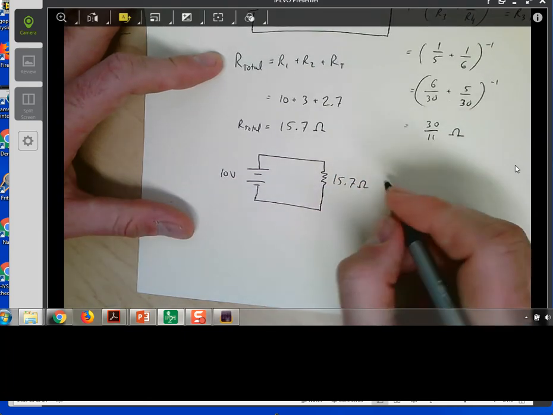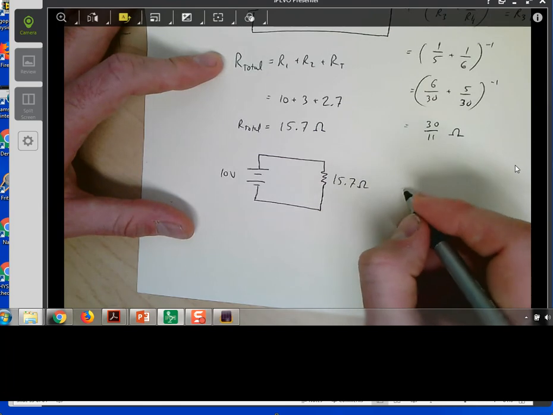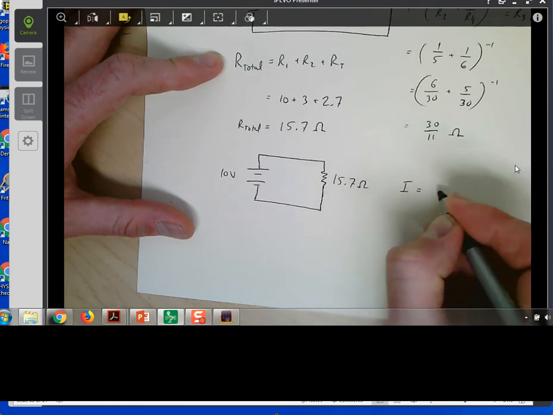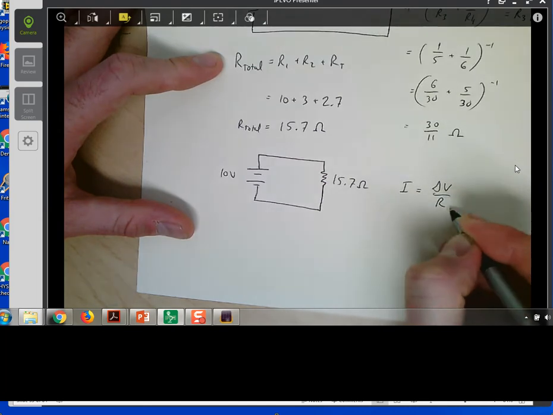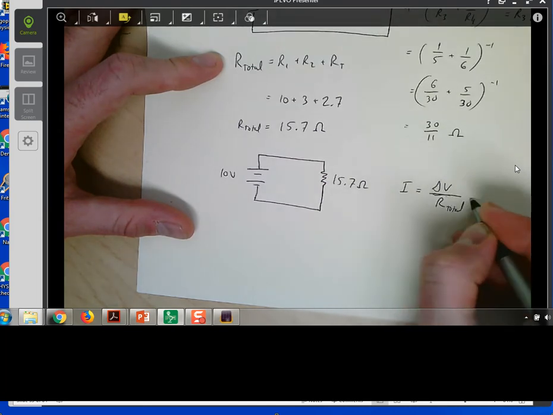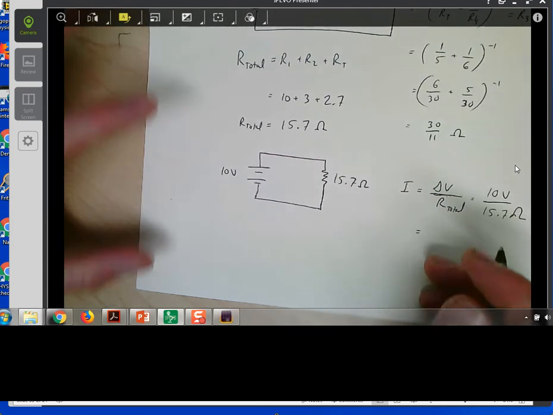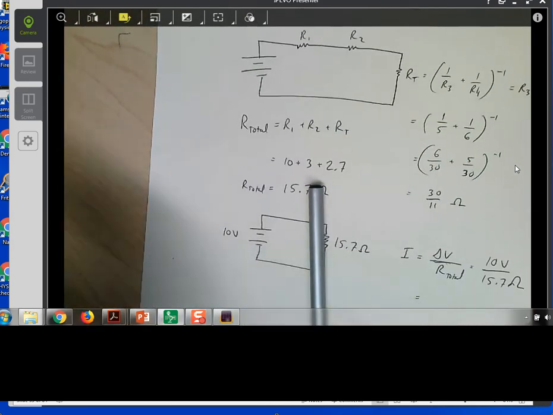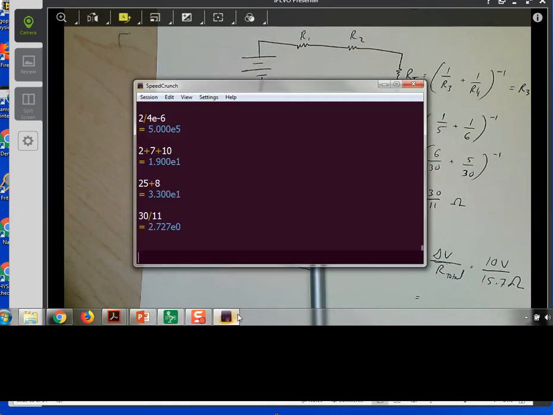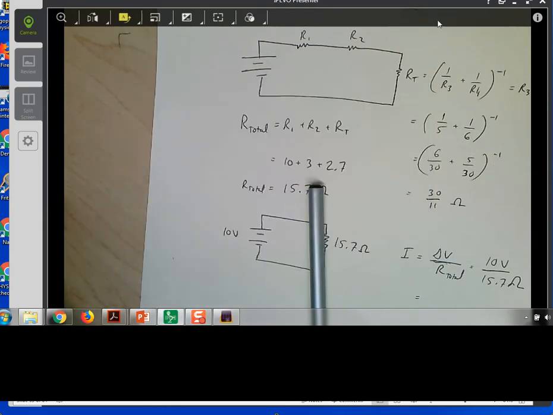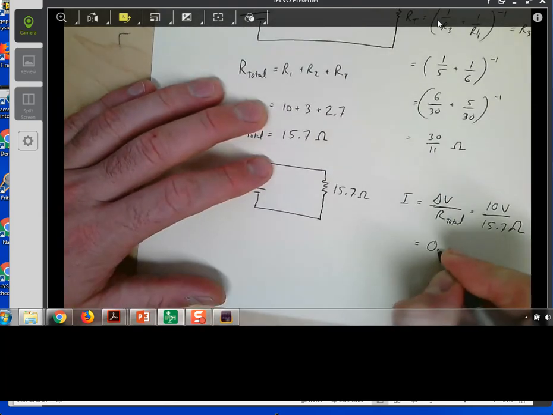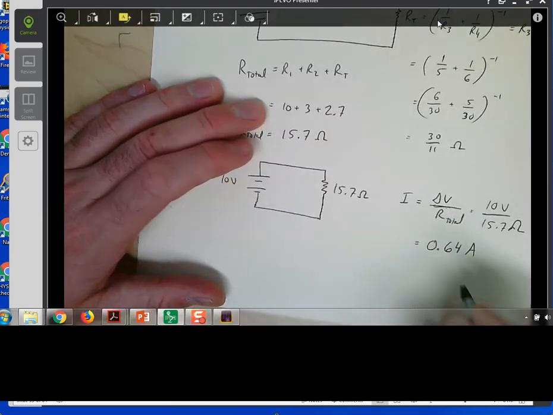And very easily I can see that there is a 10 volt drop across this resistor, which means that there's a current going through this effective total resistance of delta V divided by R total. So that's 10 volts divided by 15.7 ohms, and that's equal to, let's go ahead and get a calculator out, 10 divided by 15.7, that's 0.64. So we're going to have 0.64 amps. That's basically going through the whole circuit.